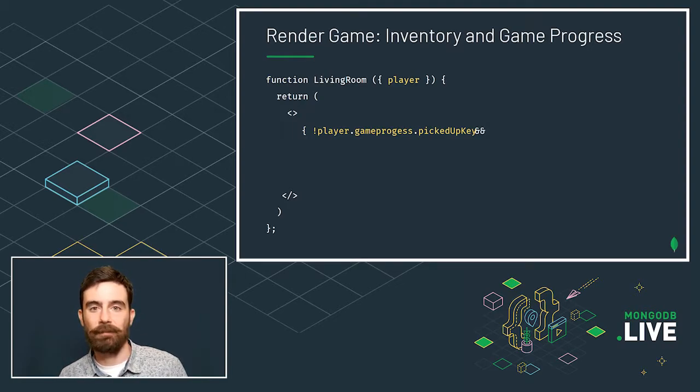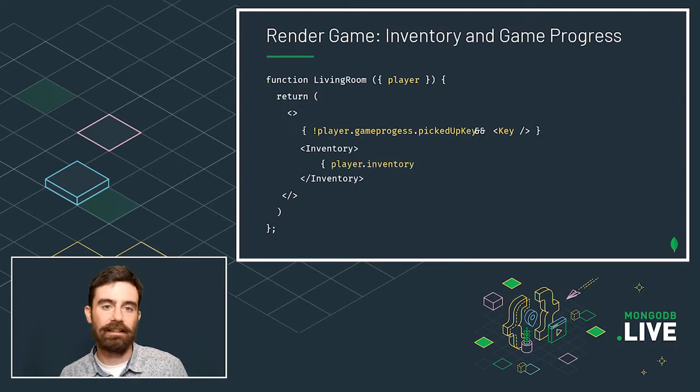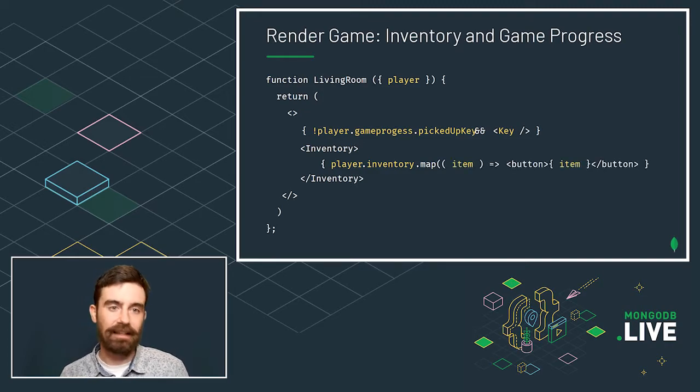And we see they haven't yet picked up the key, so we'll render the key. And if they have picked up the key, this won't render, the key won't show up. And for our inventory, we can map through it since it's an array, and for each item in the inventory, we can render a button associated with each item in the inventory. And that's how we could show inventory.